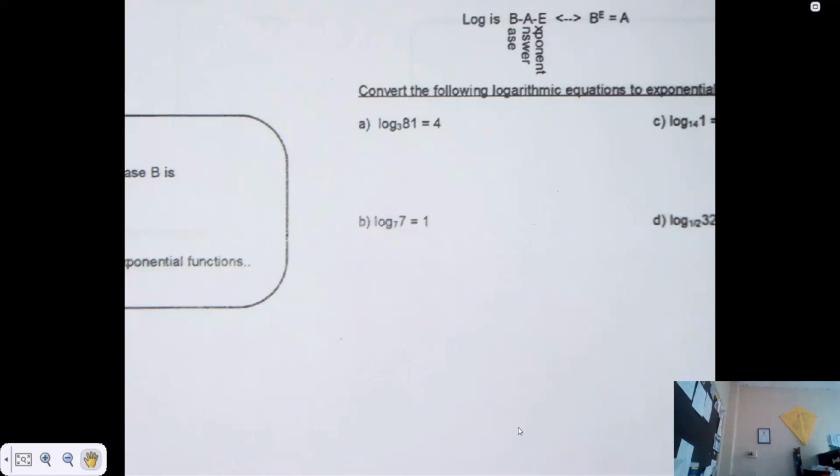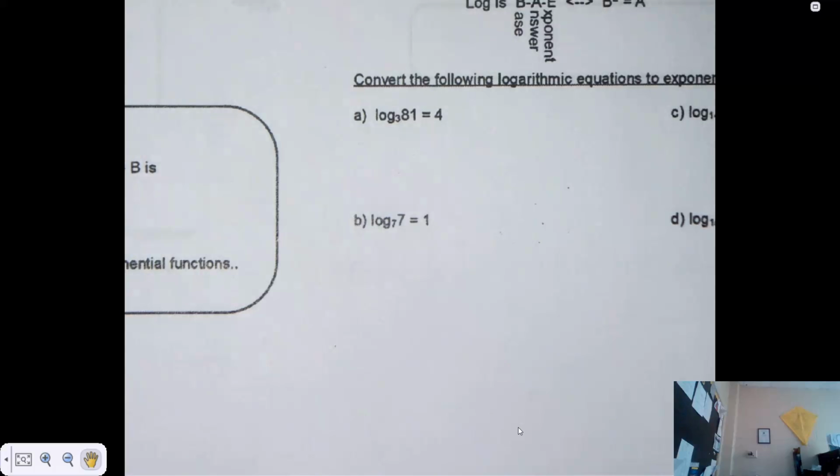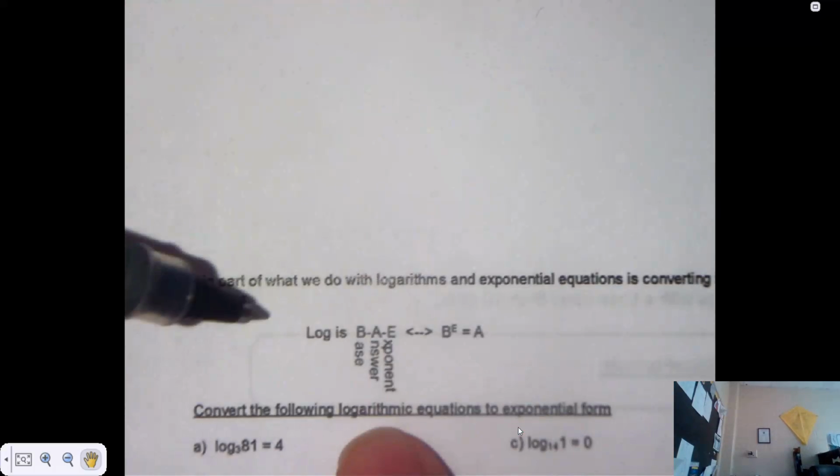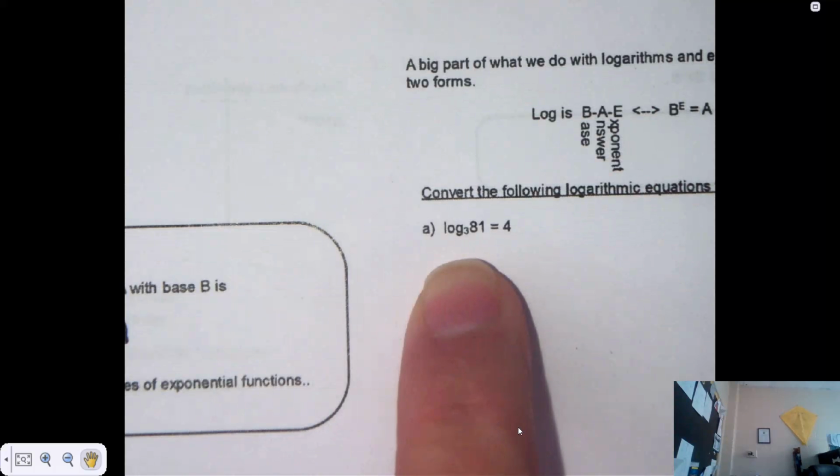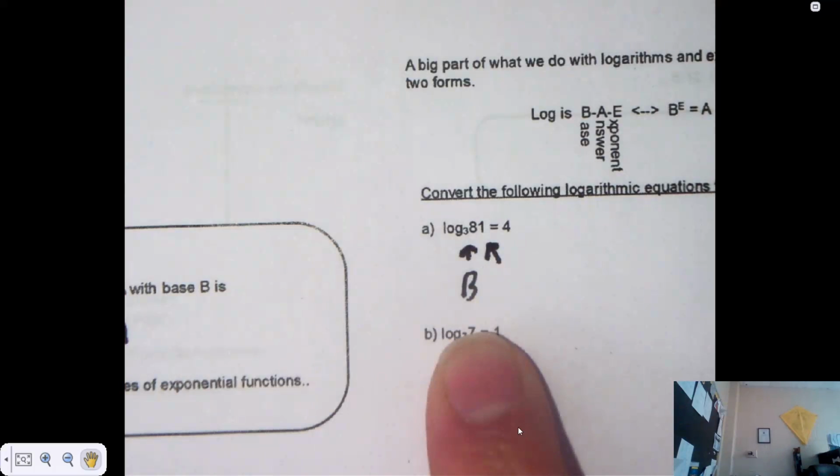So you have log base 3, argument or answer 81, equal to 4. Line things up. Look over here to your left. What's that little 3 represent? Is it a base, an argument, or an exponent? It's a base. What's the 81 represent? It's A. And 4 is E.